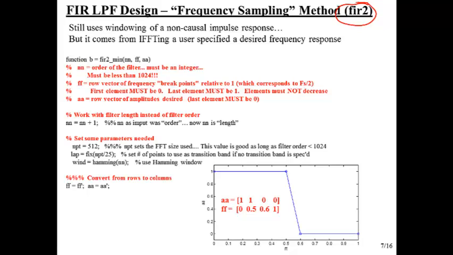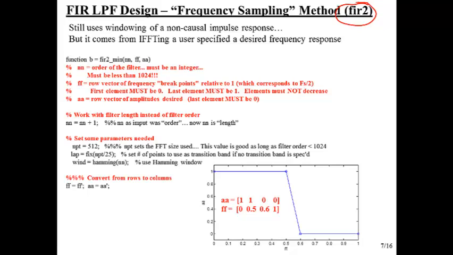And I've made some simplifications that aren't in the Matlab version. Like I've assumed that the order of the filter must be less than 1024. I've made some other assumptions, but some of the assumptions I've made here are actually carried over to Matlab. Like the first element of this FF vector must be 0, the last element must be 1, elements must not decrease. So you really ought to read the help for FIR2 to find out what you really need to do.